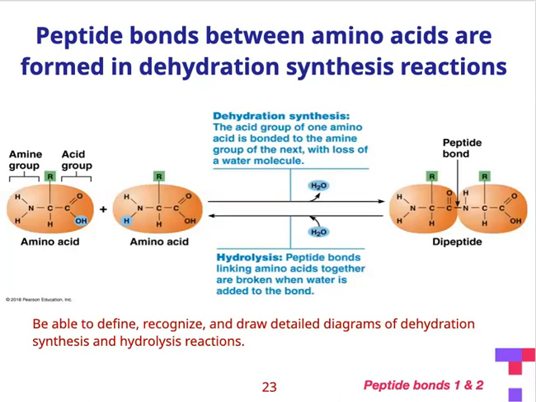So peptide bonds between amino acids are formed in dehydration synthesis reactions. We've discussed dehydration synthesis and hydrolysis before, and if you recall, in dehydration synthesis, the acid group of one amino acid is bonded to the amine group of the next amino acid. In this process, there's a loss of a water molecule, and this process requires energy in the form of ATP.